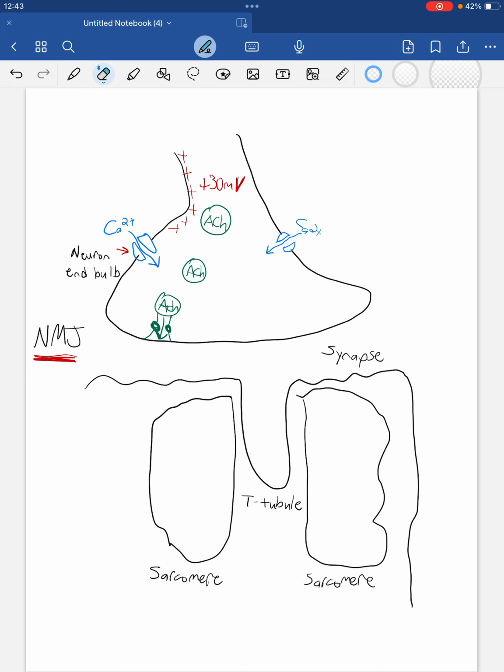So now I'm going to erase this here. And now our acetylcholine can leave the synaptic end bulb and can be found in the synapse area. Synapse is just a space, in this case between the neuron end bulb and the muscle. So now we have acetylcholine released into the synaptic cleft.